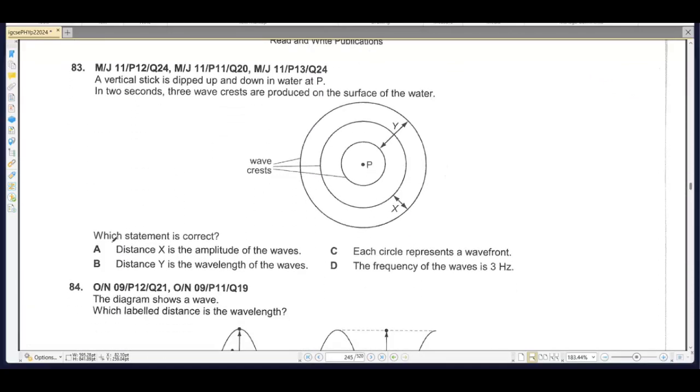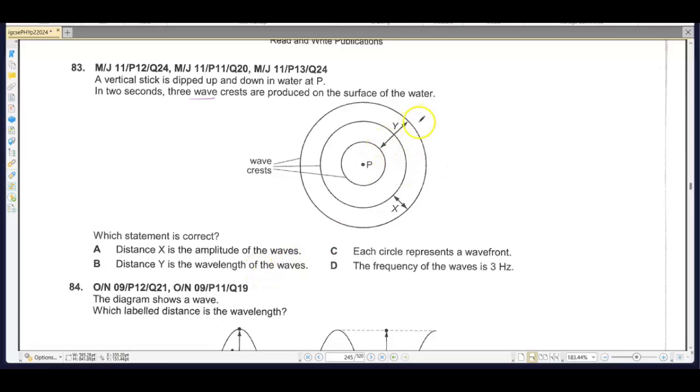Question number 83. A vertical stick is dipped up and down in water at P. In 2 seconds, 3 wave crests are produced on the surface of the water. Okay, which statement is correct? Distance x is the amplitude of the wave. No, x is not the amplitude of the wave. It's basically the wavelength of the wave.